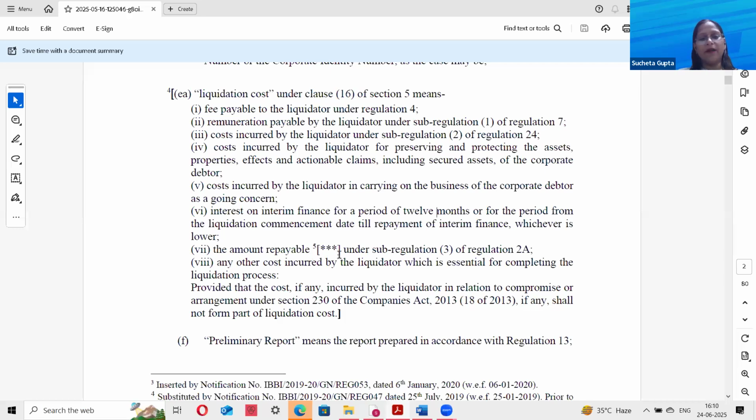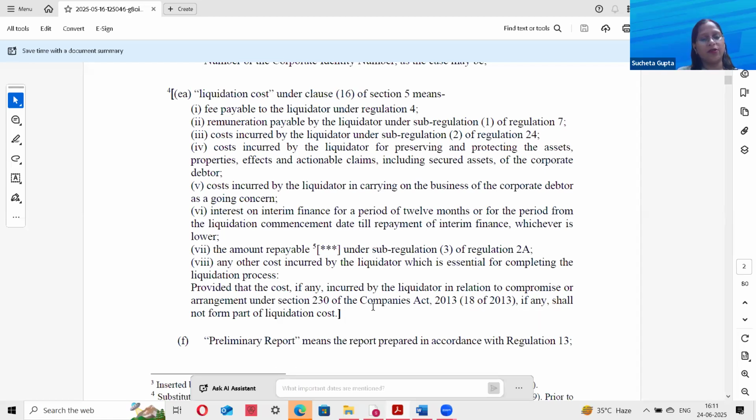Now the amount repayable under sub-regulation of regulation 2A, and any other cost incurred by the liquidator which is essential for completing the liquidation process will be considered as a liquidation cost. Provided that the cost, if any, incurred by the liquidator in relation to compromise or arrangement under section 230 of the Companies Act shall not form part of the liquidation cost. So it is clear here, if the company goes for a compromise or arrangement as per section 230 of the Companies Act, like amalgamation, merger or something, then this cost shall not become part of the liquidation cost.